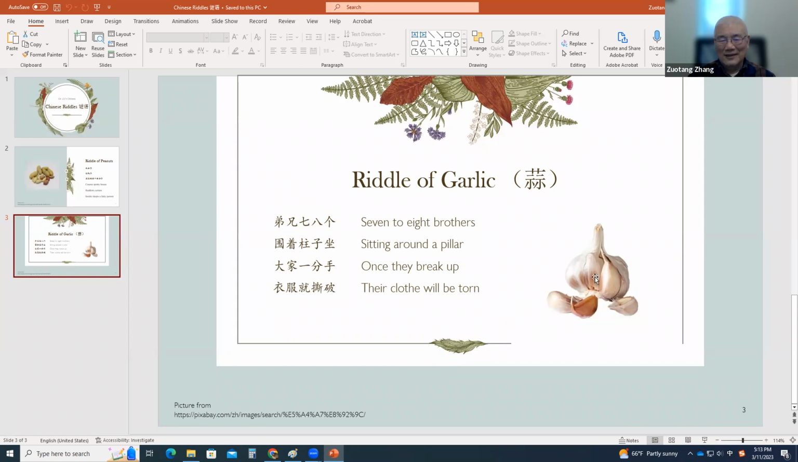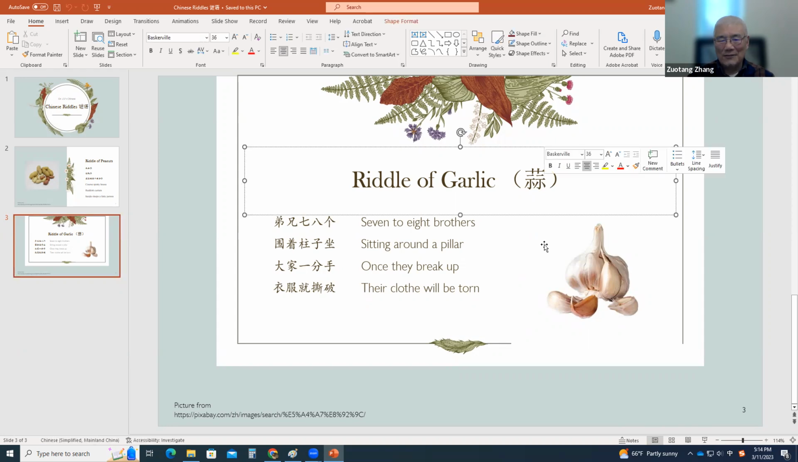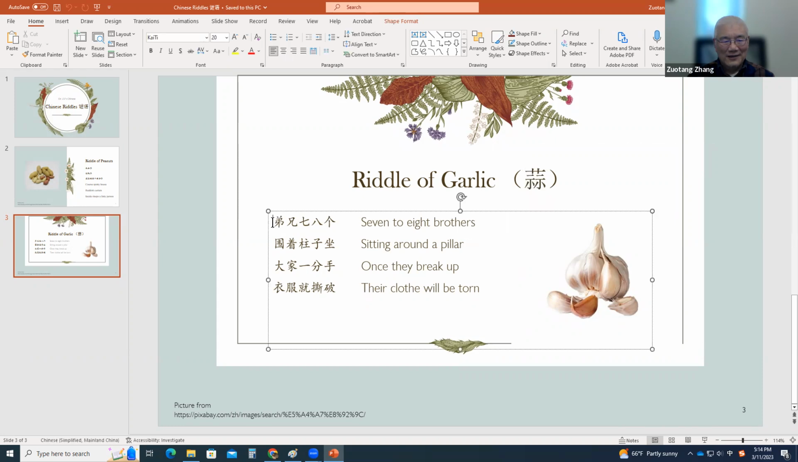Like siblings, seven or eight brothers sitting together. That's a 柱子, the pillar or the column. They're sitting around it. And 大家一分手, once they want to separate, to break up, the outer clothes will be torn. So this is for 蒜, garlic. One more time, read this for me. Garlic is 蒜 in Chinese.